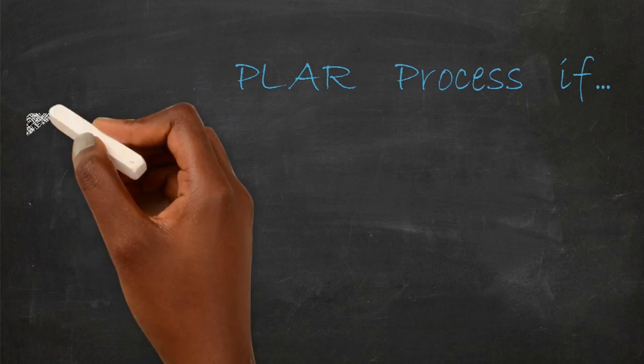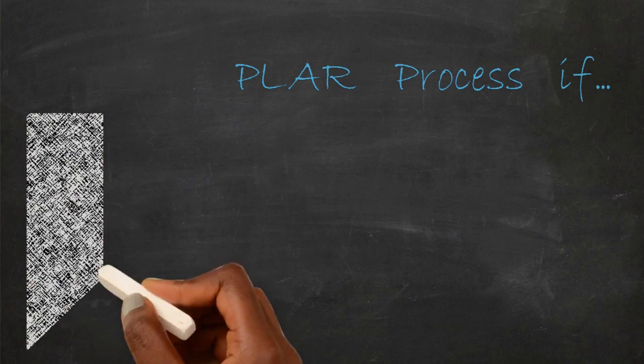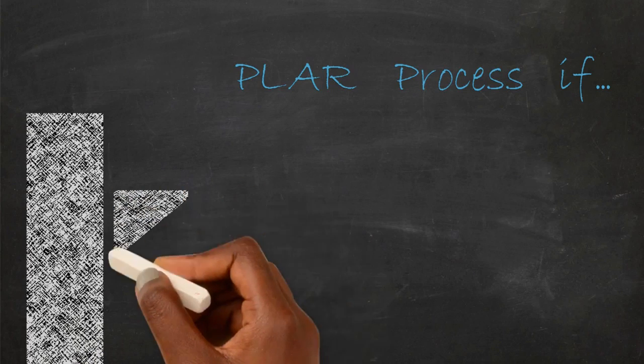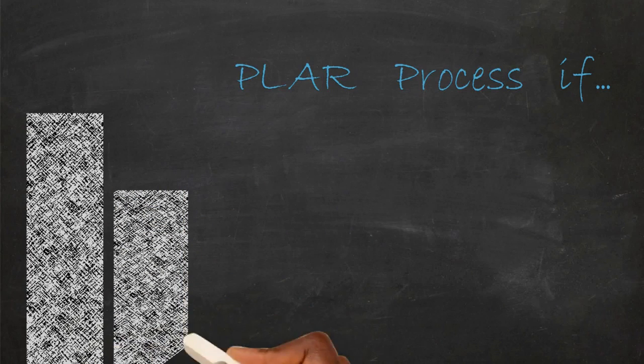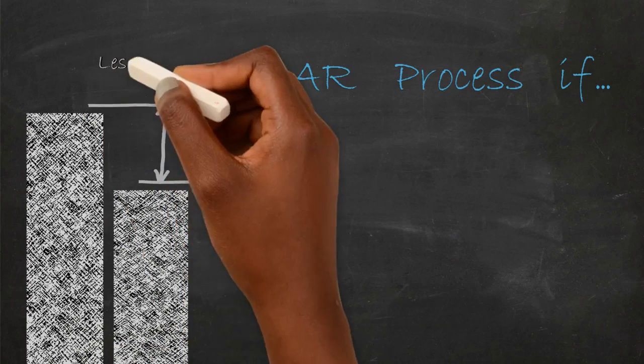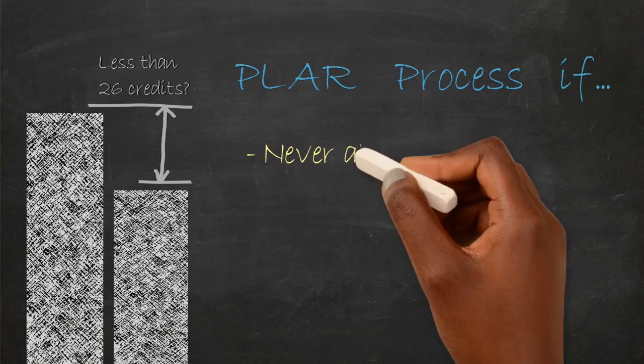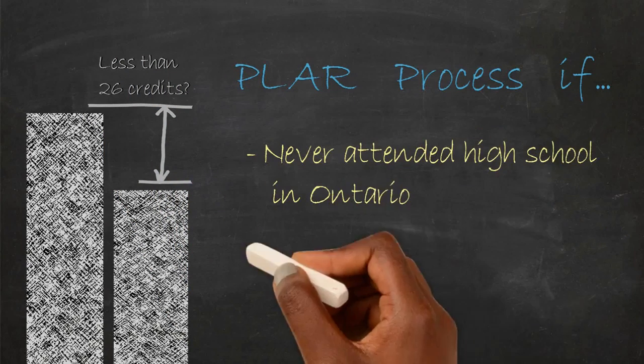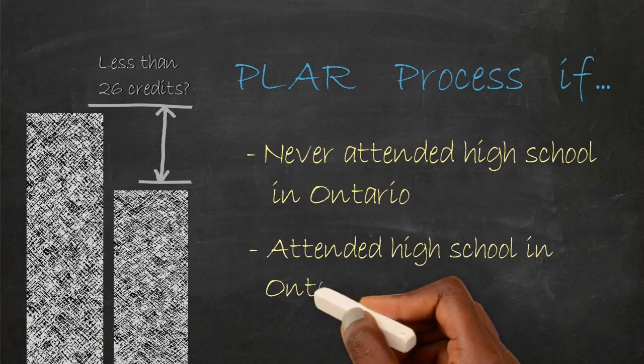If the student is deemed to be a mature student and has fewer than 26 credits, then the student is eligible for the PLAR process, if the student has never attended high school in Ontario, or if the student attended high school in Ontario in 1999 or later.